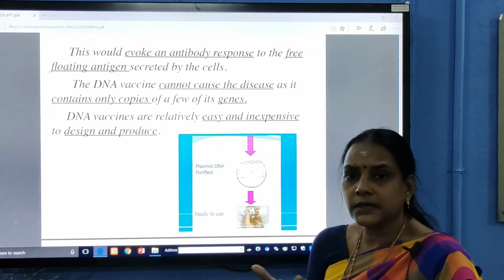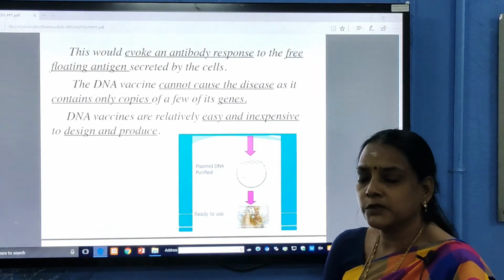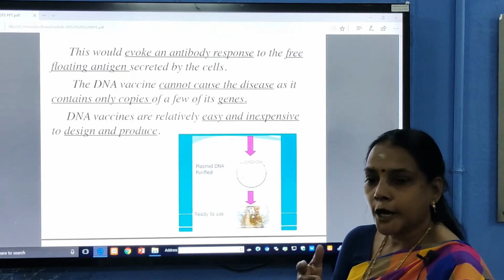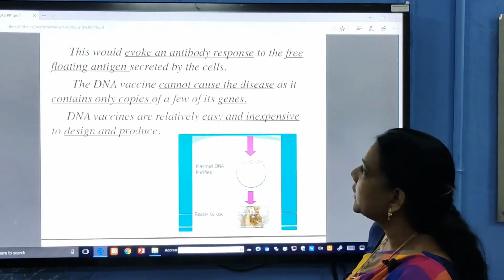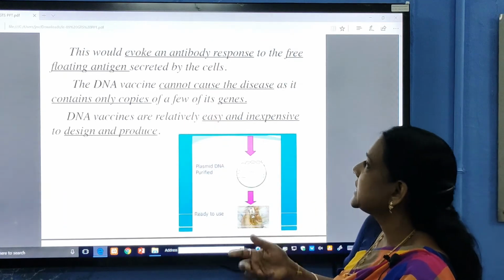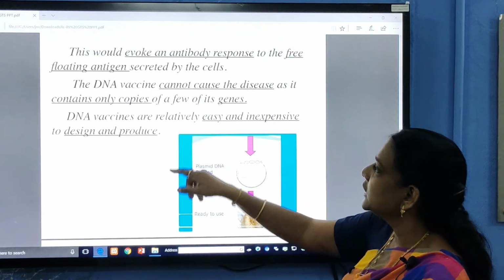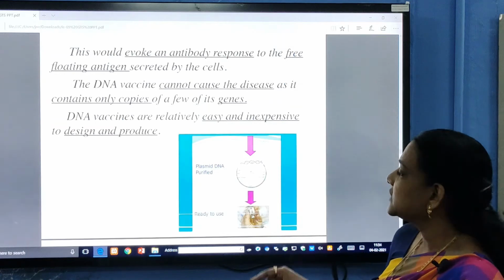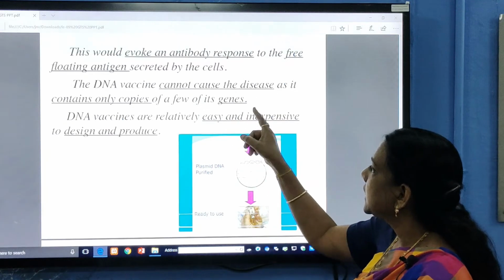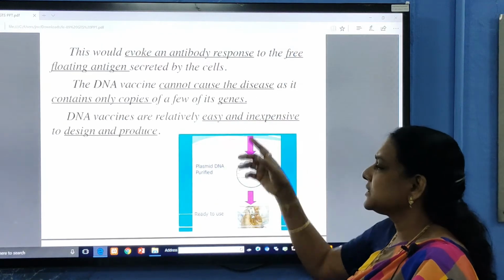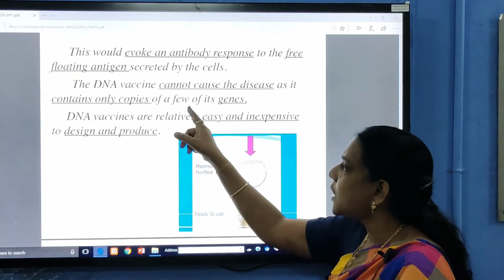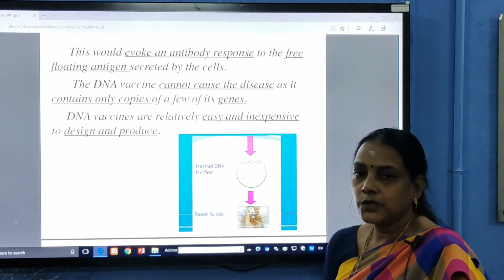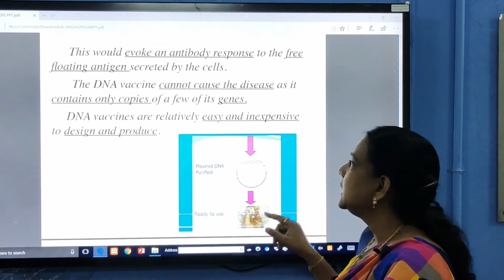Sometimes they think there is no antibody response for them, and they will be freely floating over there. Now this will evoke the antibody response. Thereby, the cells will start secreting the immune response. And now the DNA vaccines, you can see here, cannot cause the disease. They contain only copies of a few of its genes, and that's why they cannot cause a disease.